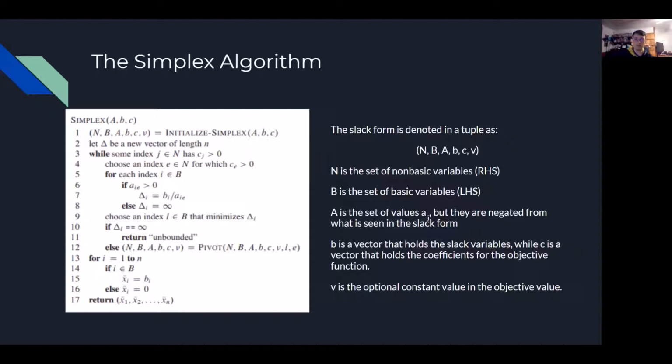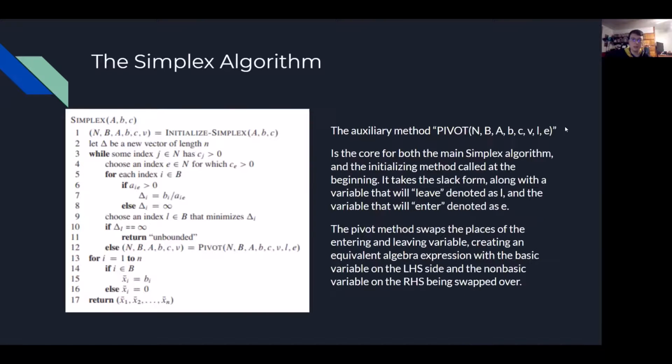And then A is the set of values of lowercase a of ij. Something important to note is that the values are negated. So what you would see in slack form is stored as a negative value in this set. And then b and c hold the coefficients the same way as they did before. And v is the optional constant value, which is in the objective function. We don't really need to worry about that in this case.